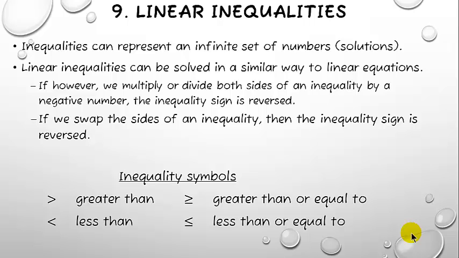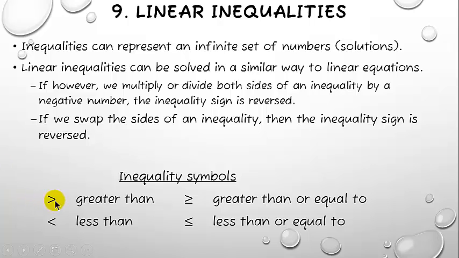When we multiply or divide both sides of an inequality by a negative number, the inequality sign is reversed or flipped. If we swap the sides of an inequality, then the inequality is reversed or flipped. We'll go through some examples that really show what that is talking about. But first, a quick refresh on inequality symbols.